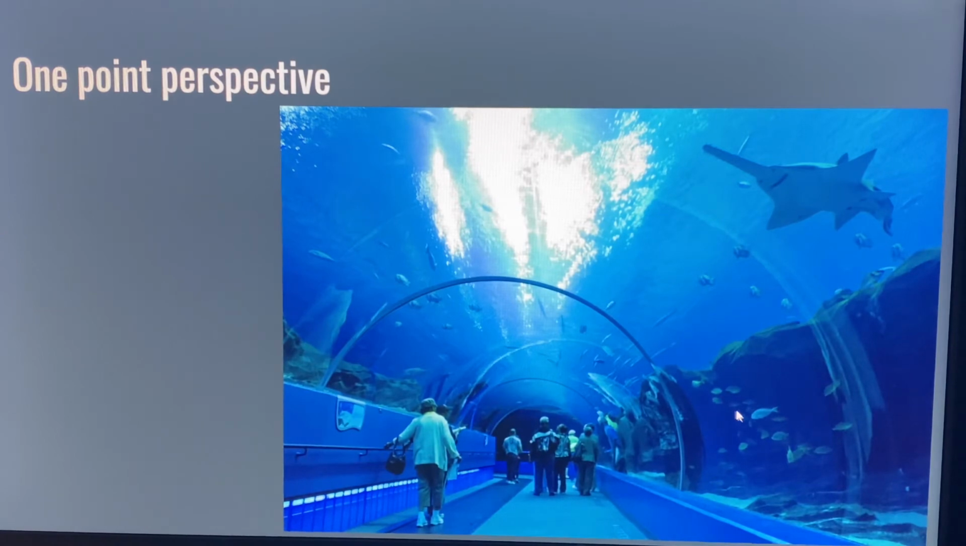So if I was drawing or painting something like this, I want to make sure that I draw this little guy. He needs to be bigger over here, and if I drew him further away, he would be much smaller.